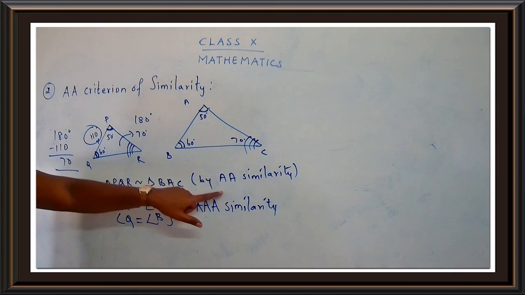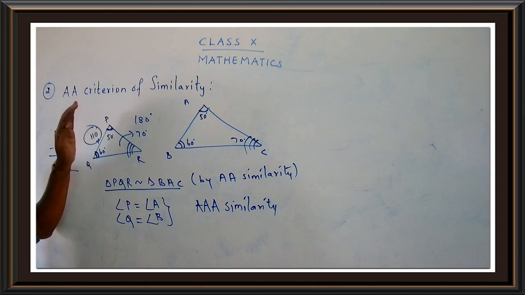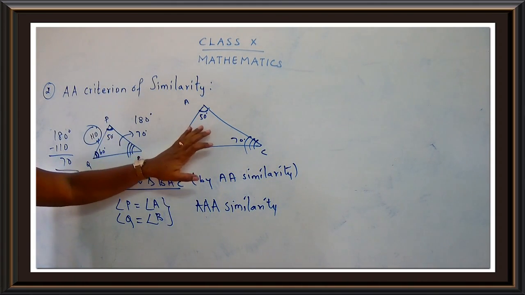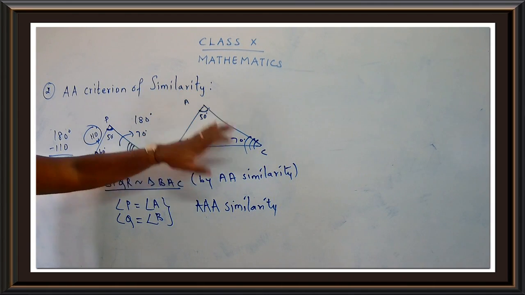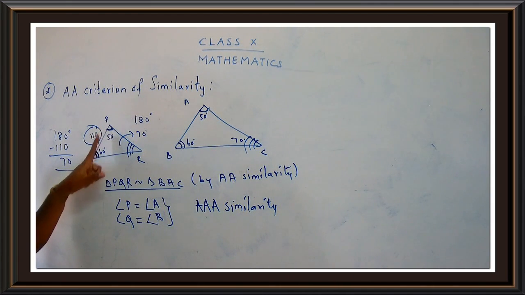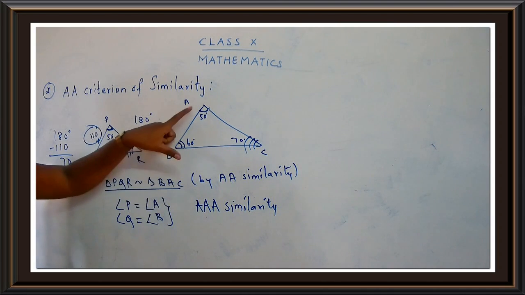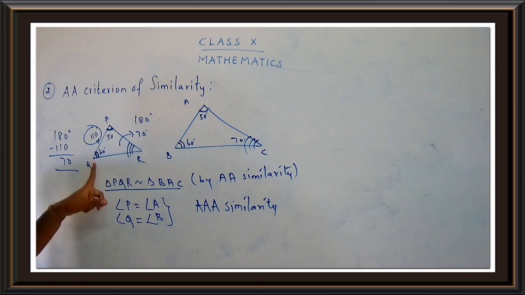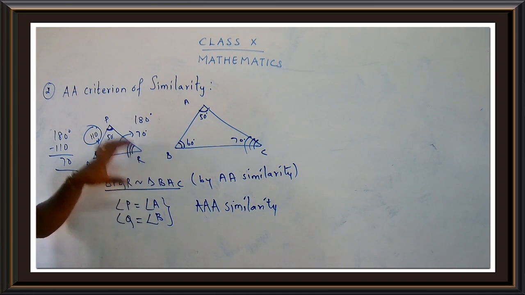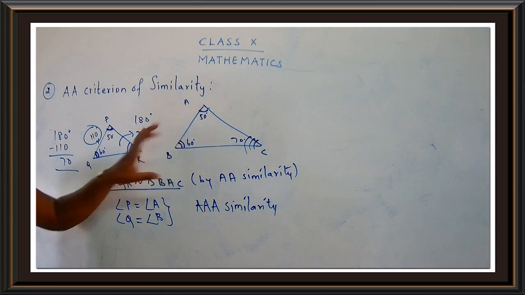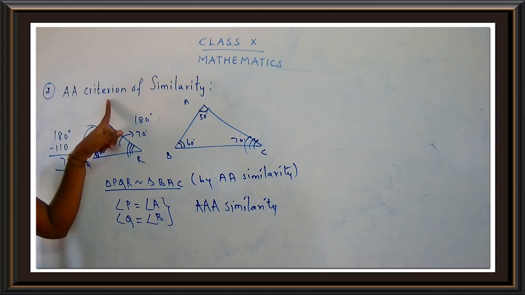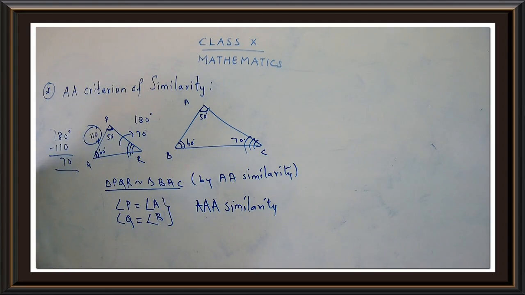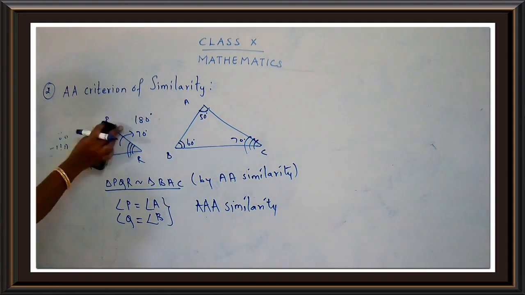What is the meaning of AA similarity? Two angles of one triangle are equal to the two angles of the corresponding triangle. So here P and Q are equal to A and B respectively. That means P is equal to A, Q is equal to B. So we say that these triangles are similar by AA criterion. AA criterion means what? Angle criterion. Okay, now let's note the point, children.